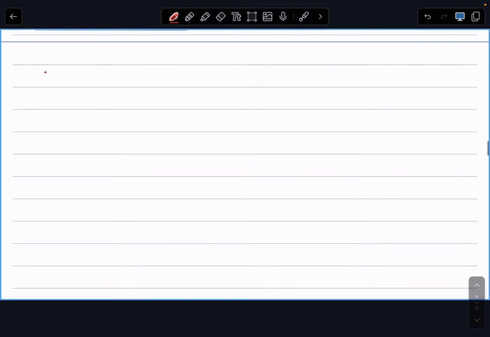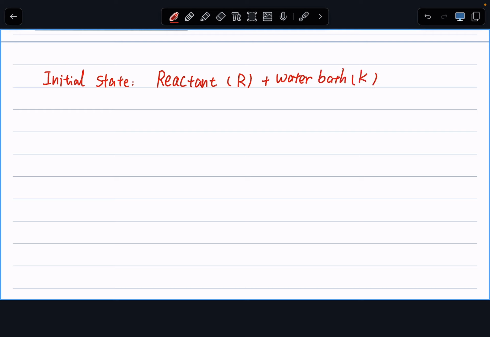So we have our initial state, that being our reactant. Again, we annotate that with R, plus our water bath, which we annotate with K, at a certain temperature. We can assume that's 298 Kelvin. It doesn't need to be 298, it can be another temperature as well.